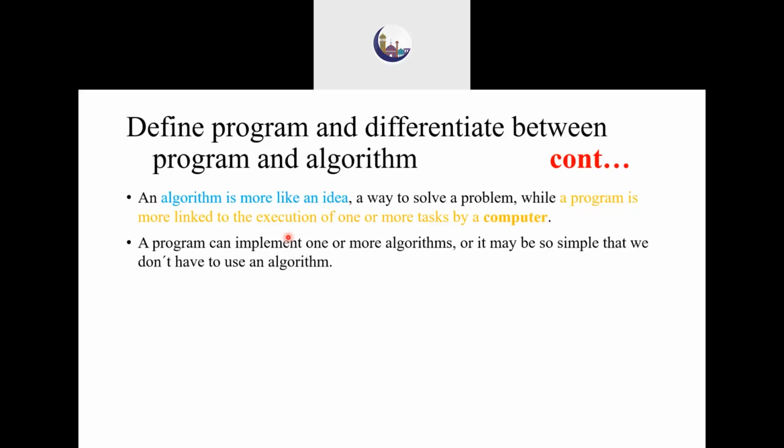So a program can implement one or more algorithms in itself, or not even have an algorithm. Suppose there is a very simple task. It doesn't need a drawing, it doesn't need an idea to be framed. Simply, it can be executed. For example, calculation of the addition of two numbers. It's a very simple task. We need not write an English sentence: take one variable, then store the value, then take another variable, store the value. Start writing the program. Simple.